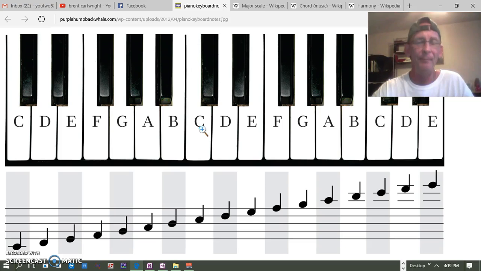Basic triad would be a major triad, which would be a root, a major third, and a fifth. You've just built a major triad. That is the fundamental foundation of a major chord. It's that simple. Don't make it any more complicated than that.